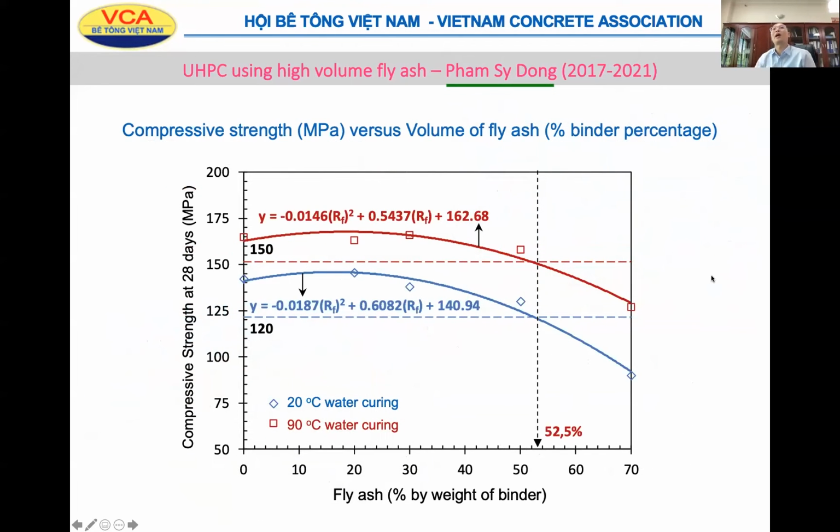So Dong tried a lot of mixes, and we found the relation between compressive strength of the UHPC and the fly ash. And actually the blue line, blue curve, is normal curing, water curing at 20 degrees, and the red curve is 90 degree hot curing. And we can see in the graph that the fly ash can be used up to 55.5%.